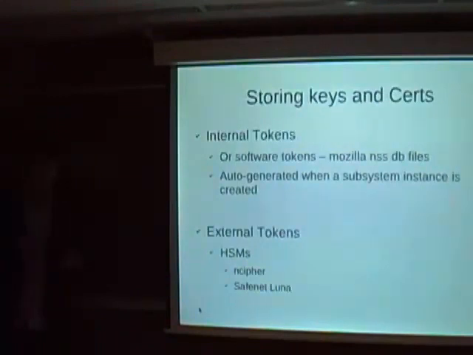So for storing keys and certificates, whenever a subsystem instance is created, like any of the 6 subsystems, by default, Mozilla NSS databases are created along with the instance to store certificates and keys. For more security, we could also use hardware security modules to offload the SSL acceleration and to support a different range of algorithms like ECC. RSA is supported by Mozilla NSS as well. And these are the 2 HSMs which are tested: nCipher and SafeNet.